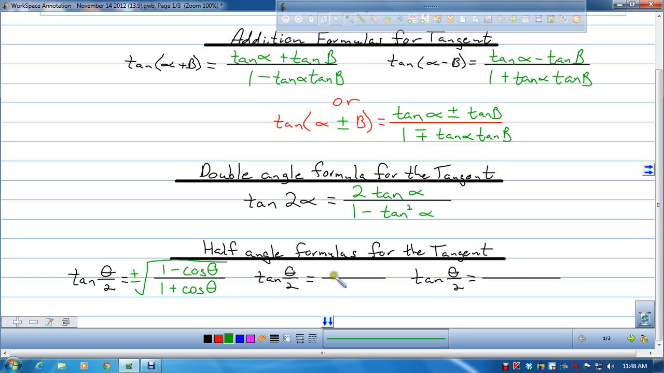If for some reason we know the sine and the cosine of theta, then we'll want to look at this next one, which is the sine of theta over 1 plus the cosine of theta. Or sometimes this one might work out the best. 1 minus the cosine of theta over sine theta. Okay, so you've got all three of these options for the tangent half angle. And you'll want to have all these handy, of course, when you're working on your problems.